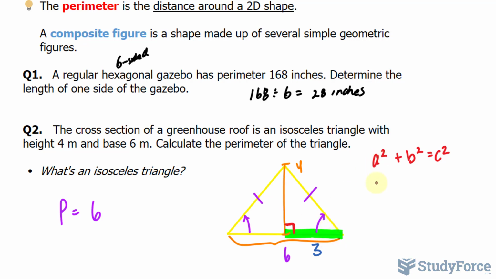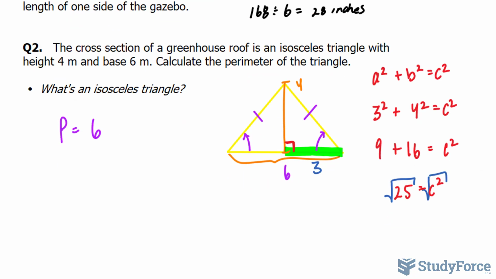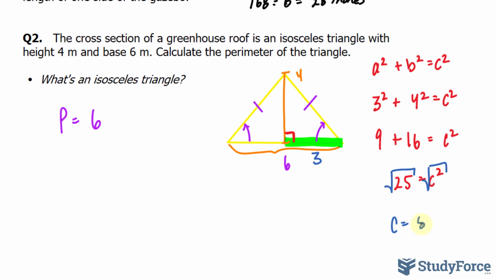So I'm going to replace a with 3, 3 squared. I'm going to replace b with 4, 4 squared, c squared. That's equal to 9, that's equal to 16, and c squared is left the way it is. 25 is equal to c squared. We square root both sides, and we get c is equal to 5.